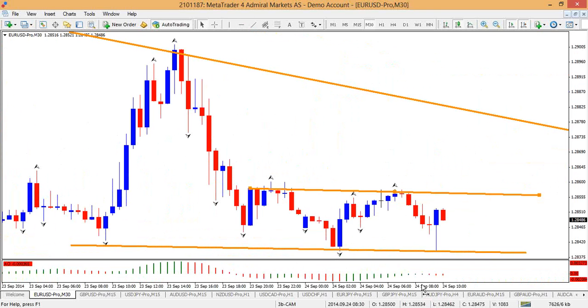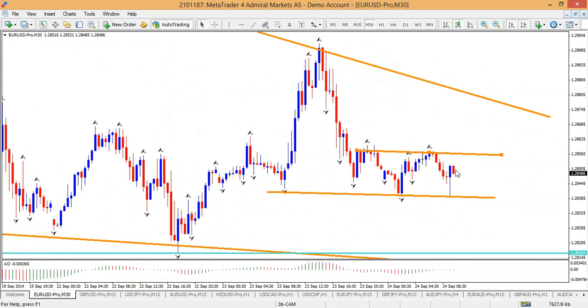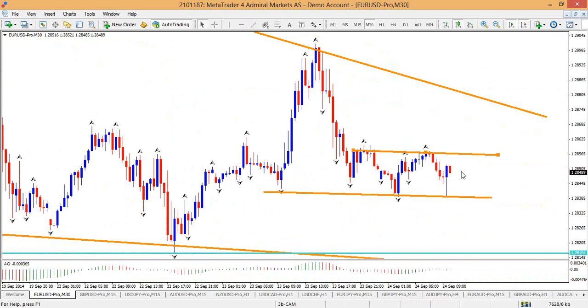So let's see. We're now about halfway. So obviously now I'm not all too enthusiastic about trading right smack in the middle. It is a pin bar, but still it is also a pin bar that closes halfway in this tight range. So I would rather wait.